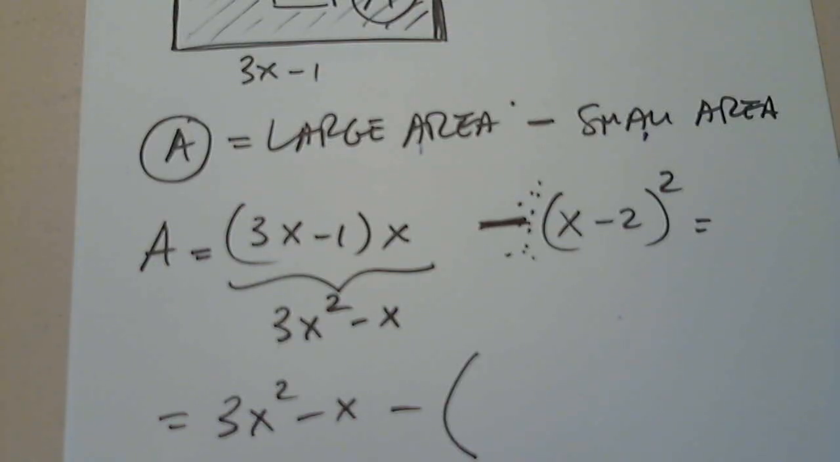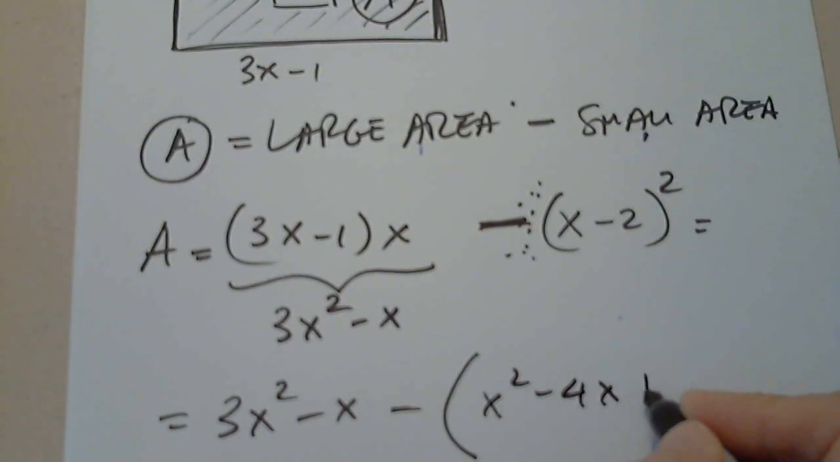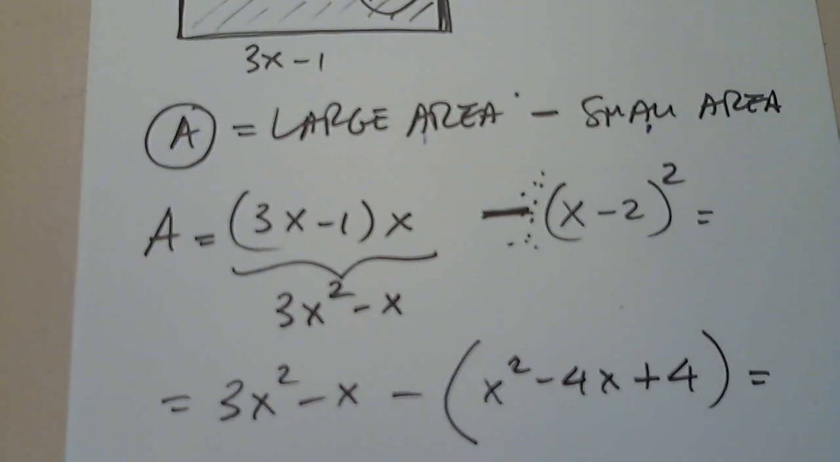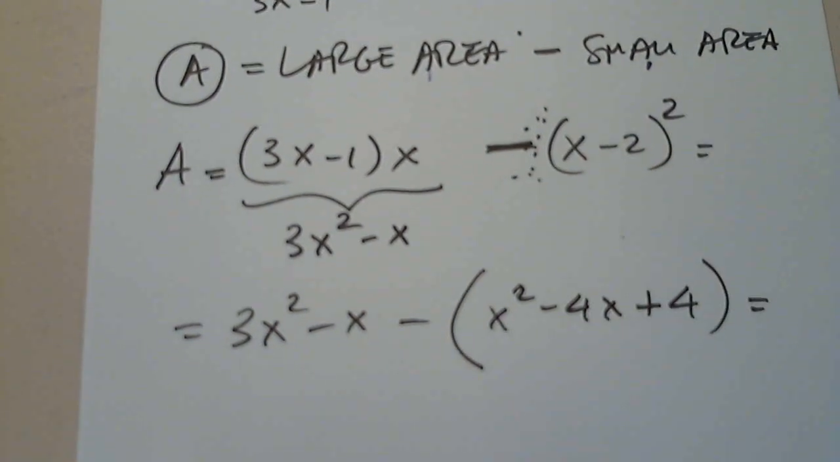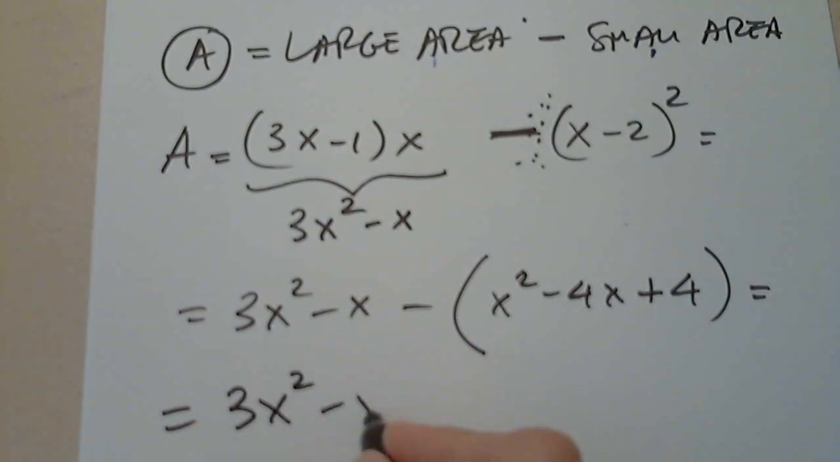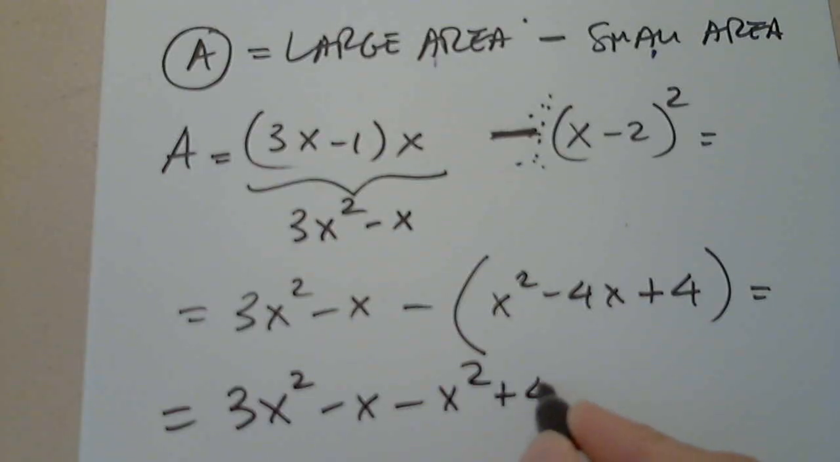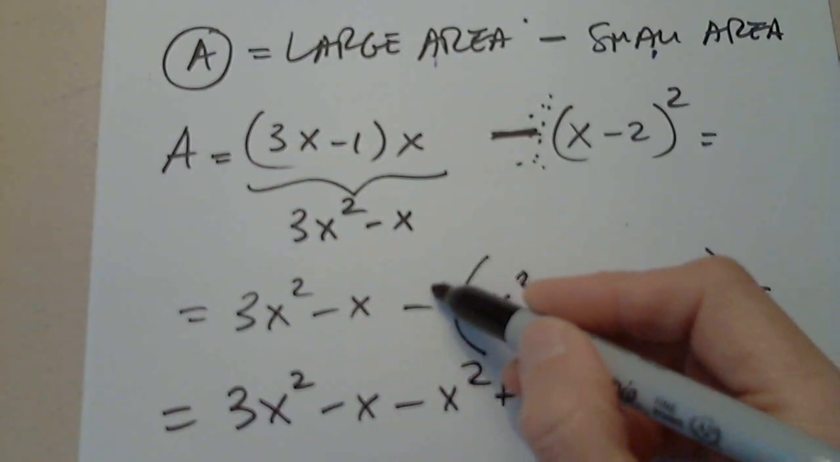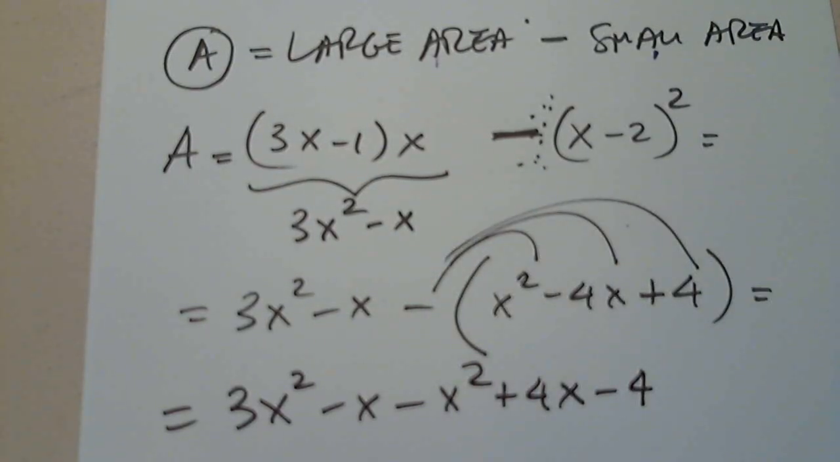X squared minus 4x, minus, or sorry, plus 4. Plus 4. The last term is always positive no matter what we have inside. Good. Now I will distribute carefully. So I have 3x squared minus x squared plus 4x and minus 4, because we need to distribute it to all three terms.